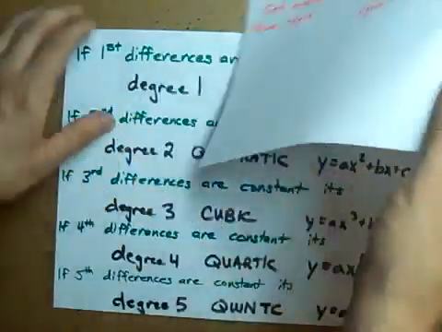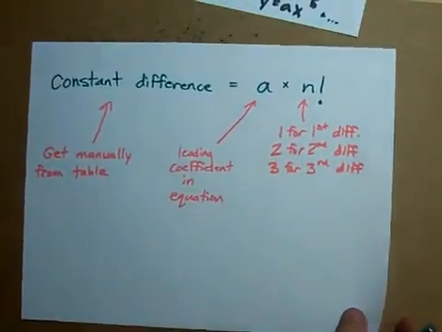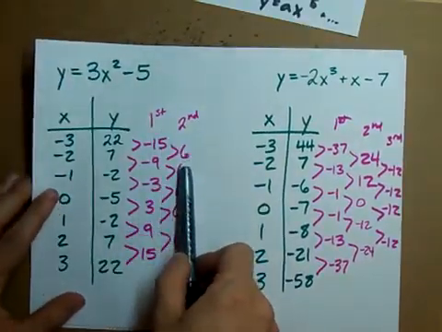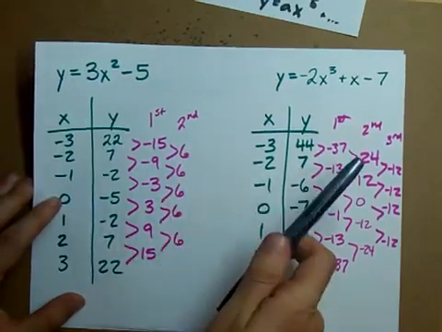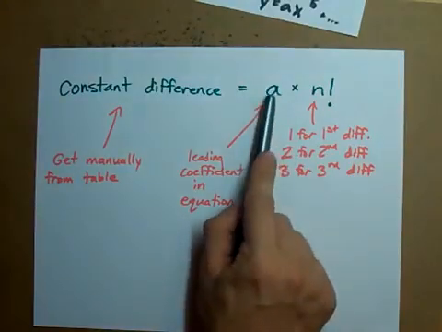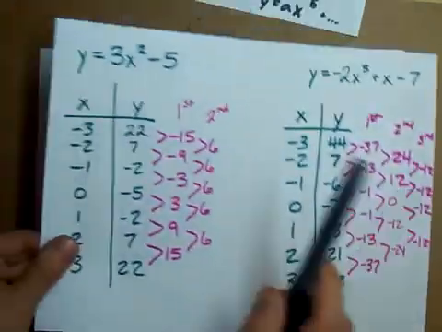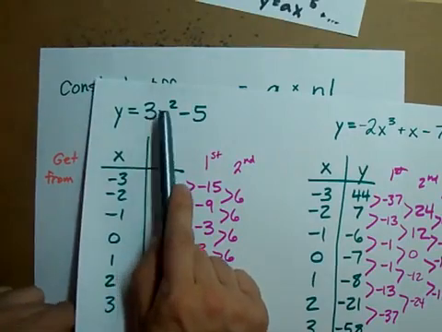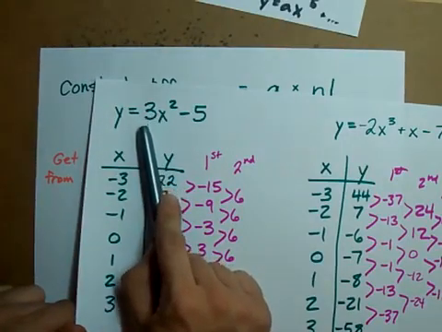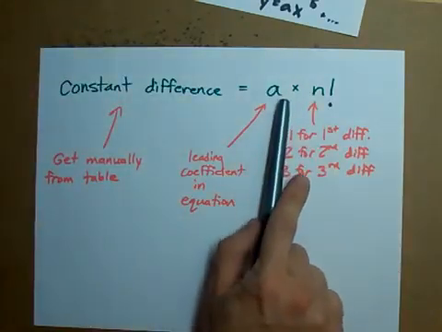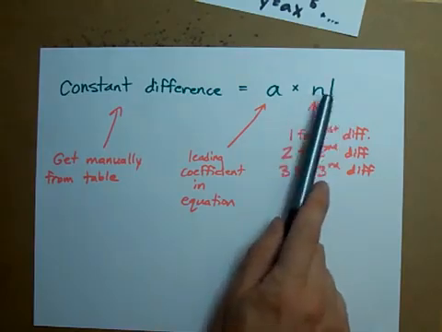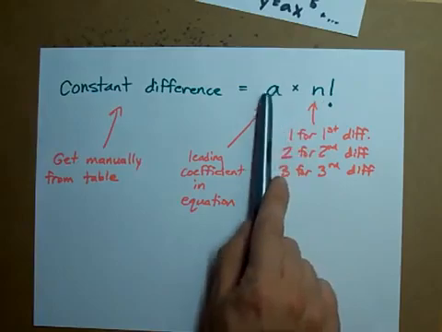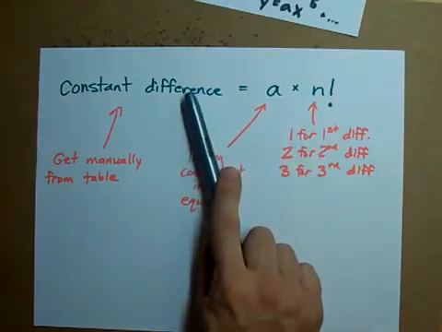We can exploit this, and we can exploit another little trick, which is the fact that the constant difference that I got here was not random. In fact, that constant difference, 6, was equal to my leading coefficient in the equation. My leading coefficient, my coefficient on the x squared here, was 3 multiplied by 2 factorial. Now 2 factorial is 2. I'll get into what it means later. But 3 times 2 gives me my 6.